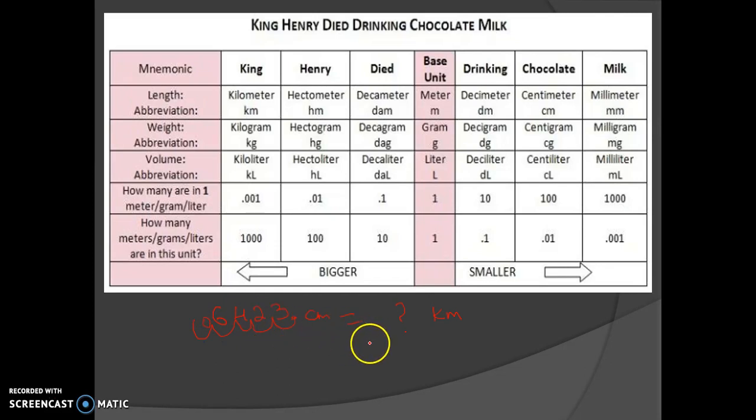So 6423 centimeters is equal to how many kilometers? It's equal to 0.06423 kilometers. So that's how you convert from one unit of the metric system to another. We are going to practice more in the classroom about this.